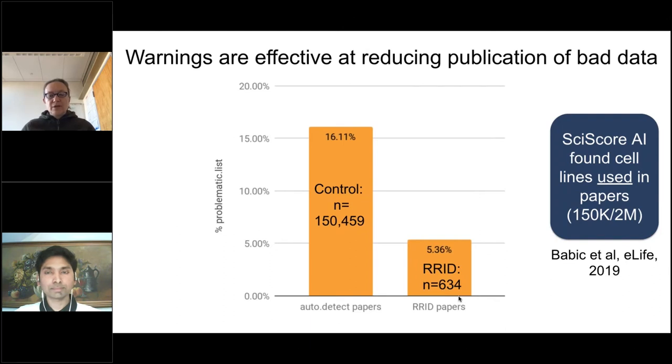So it turns out that we can essentially prevent this huge potential problem in the literature if you just put this information at the right time in front of the author. And this has really cleaned up the literature. So again, looking at a piece of scientific literature that has an RRID, we think that it has much more of the probability to be an authentic use of some of the reagents.